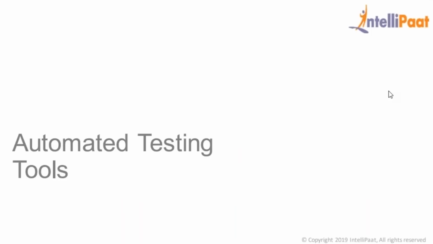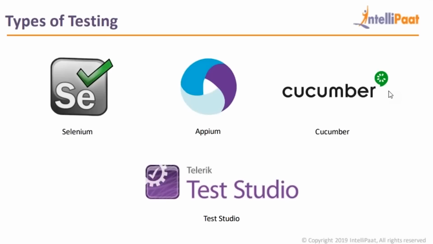Moving forward, now we will be focusing our attention towards automated testing today, because our topic of discussion is Selenium, and Selenium itself is an automated software testing tool, right? So we will be focusing our attention towards automated testing tools. Now, except Selenium, there are various automated testing tools out there in the market. You have something called Appium, you have something called Cucumber, you have something called Test Studio, and there is Selenium itself as well, right?